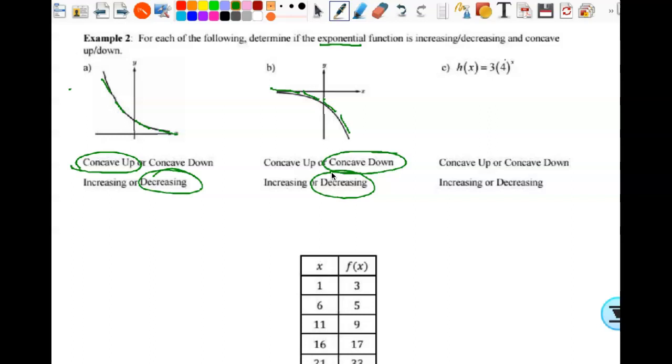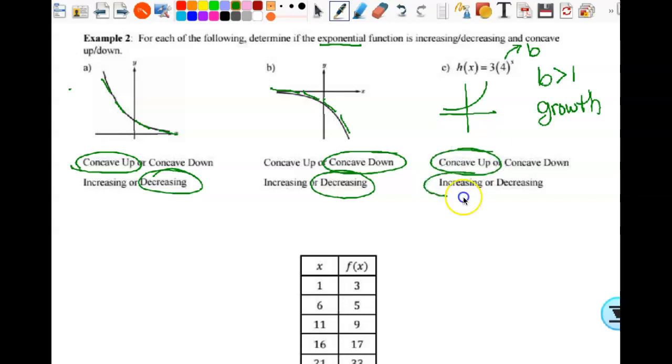Okay, so on C, here's B. In this case, B is greater than 1. So what does that make this? Growth. So I draw myself a quick little sketch there. Concave up or down? Up. Increasing or decreasing? Increasing. What questions do you have? Okay.